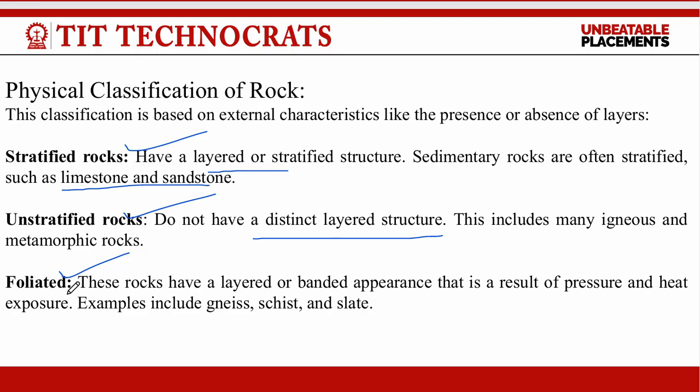Now come to the foliated rocks. Foliated rocks have a layered or banded appearance that is the result of pressure and heat. Examples are gneiss, schist, and slate.